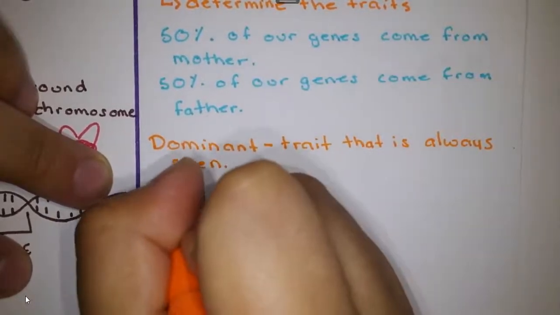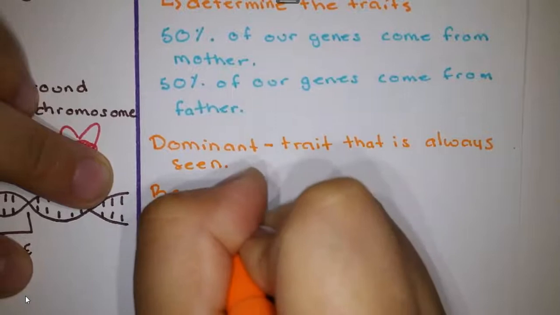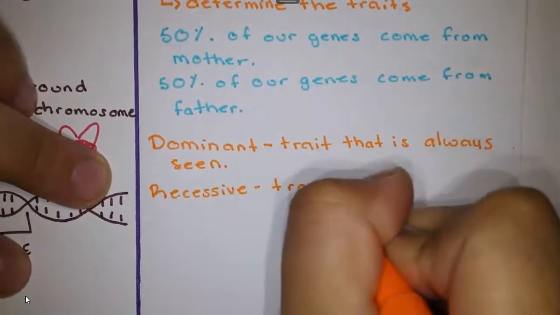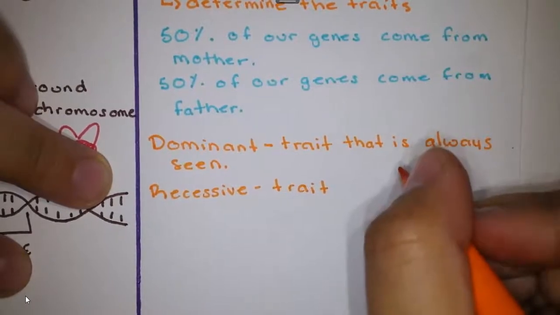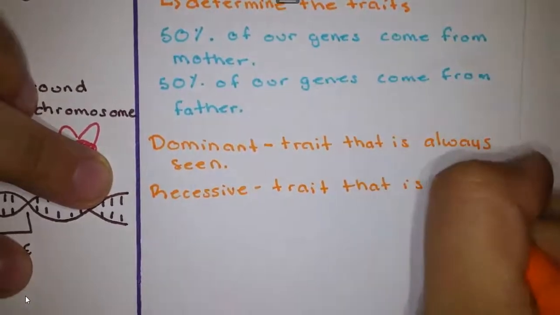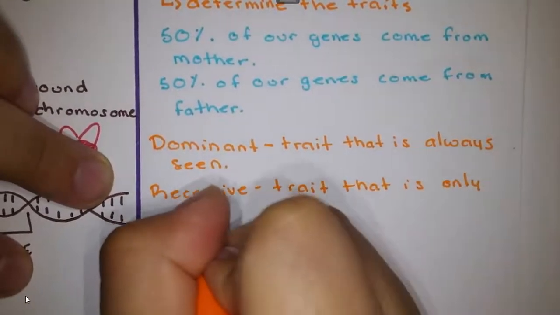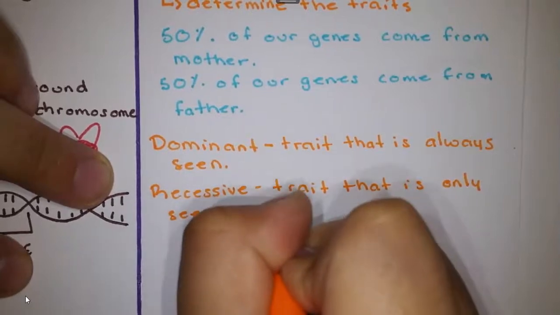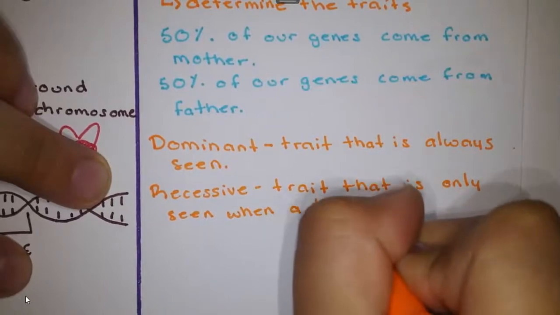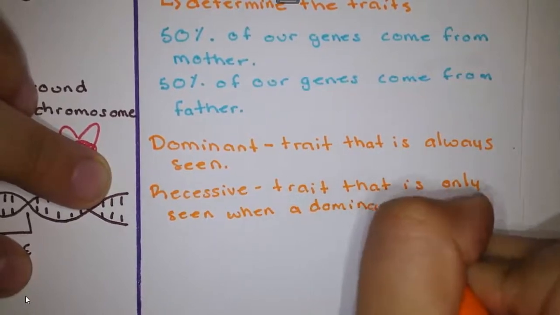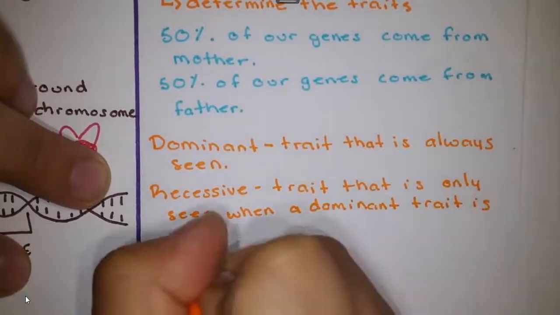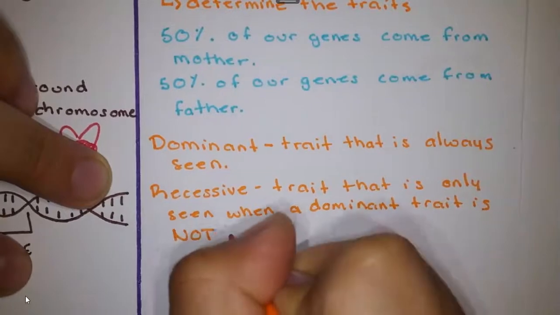Okay, a recessive one is a trait that is only seen when a dominant trait is not present.